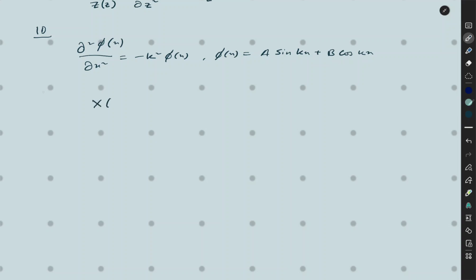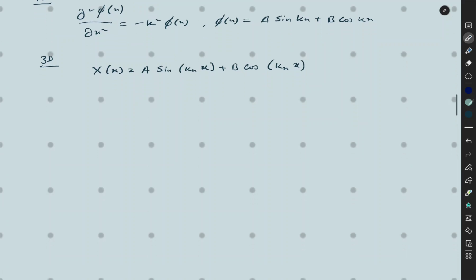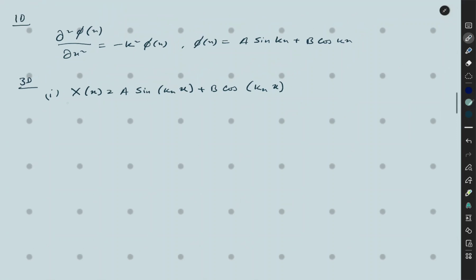So similarly we can say that for this case, now this is the 3D case, X of x equals a sin of kx x plus b cos of kx x, that is suffix x, and then x. Now this is 1.